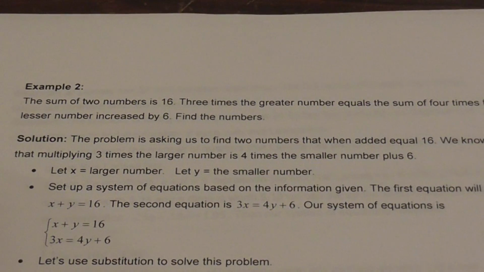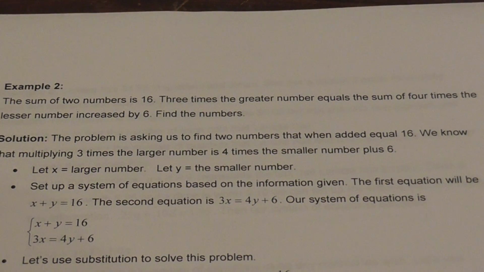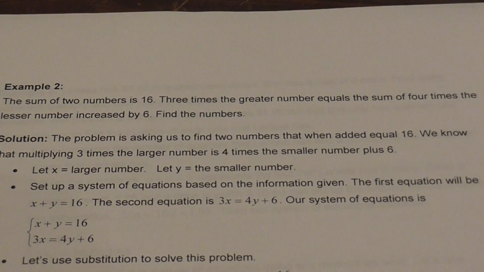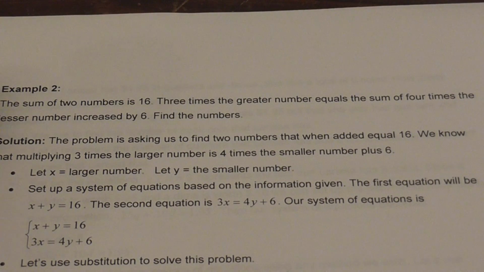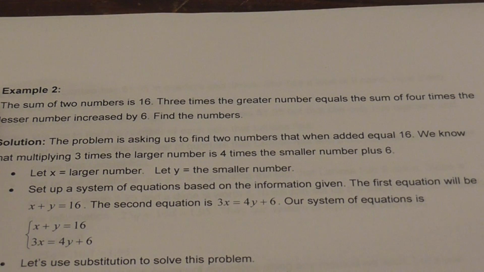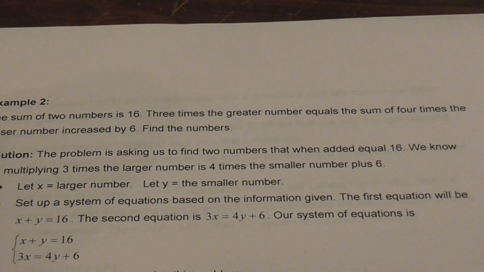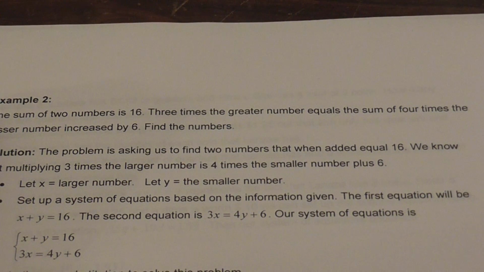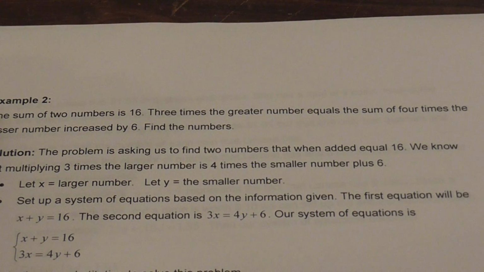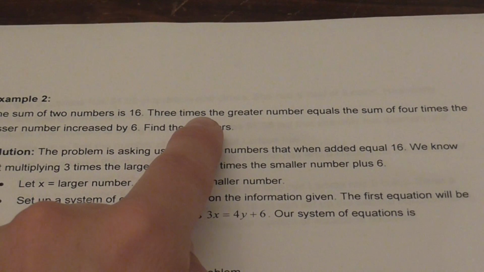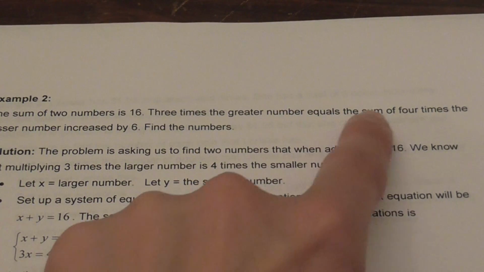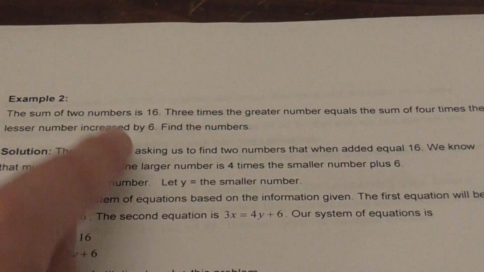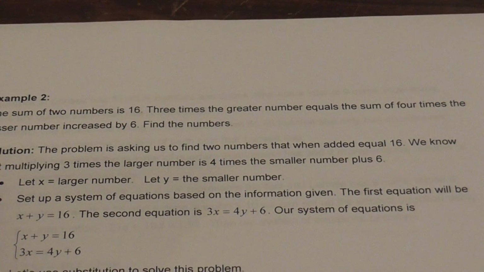So another example would be: the sum of two numbers is 16. 3 times the greater number equals the sum of 4 times the lesser number increased by 6. Find the numbers. All right, let's read that again because that was a lot. The sum of two numbers is 16. 3 times the greater number equals the sum of 4 times the lesser number increased by 6. Find the numbers. So we know that we are dealing with two numbers. If you add them up, they've got to equal 16. If we multiply one of them times 3, I need to set that equal to the other one times 4 plus 6. So the problem's asking us to find the two numbers.